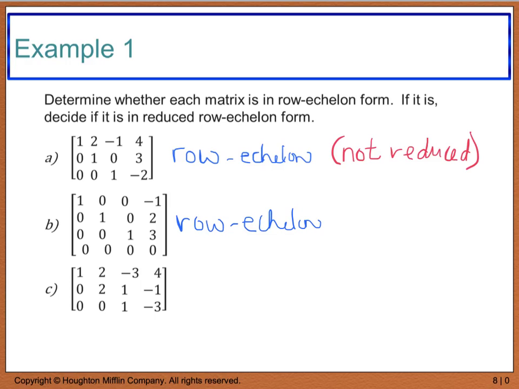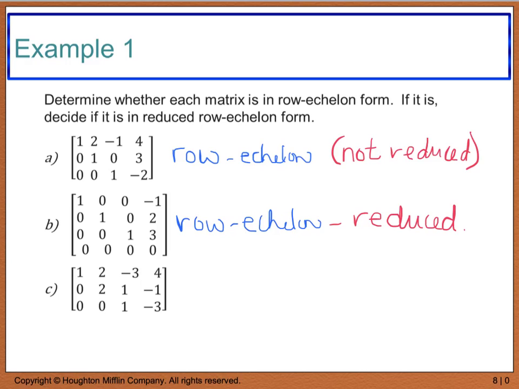Now to check for reduced row echelon form, if I look at my leading 1s, in this case if I look at this one, I see that I have all zeros below it. So that meets the criteria. Now if I look at the second leading 1, I have a 0 above and zeros below. So I'm still looking good for reduced row echelon form. And my third leading 1 has zeros above and below as well. So this is reduced.